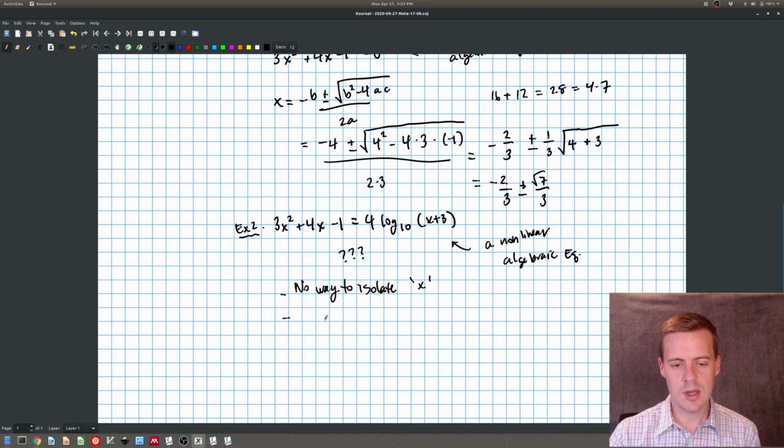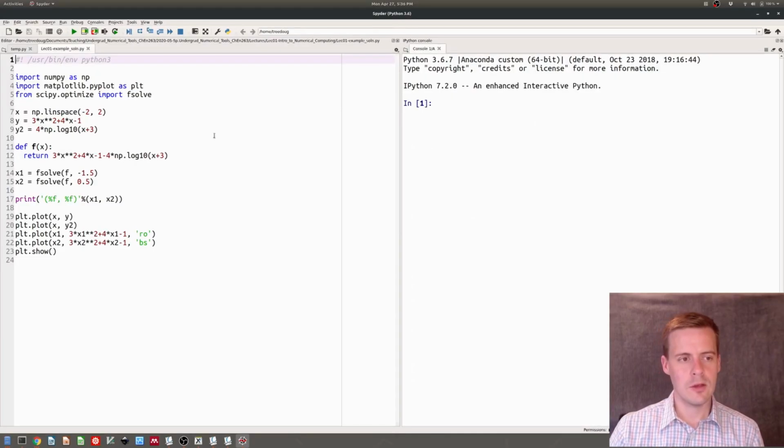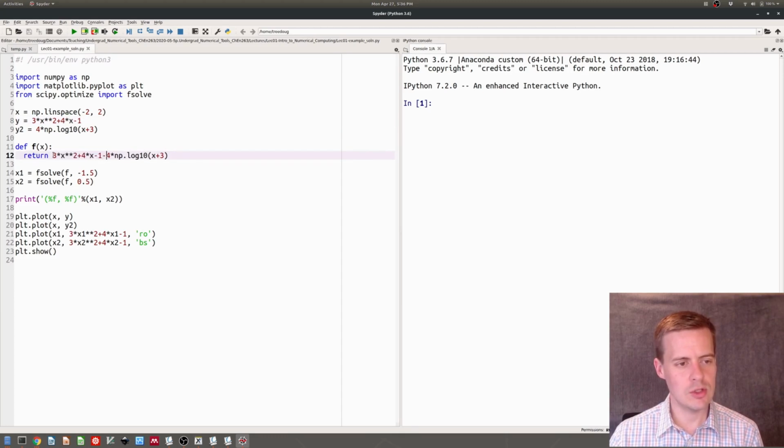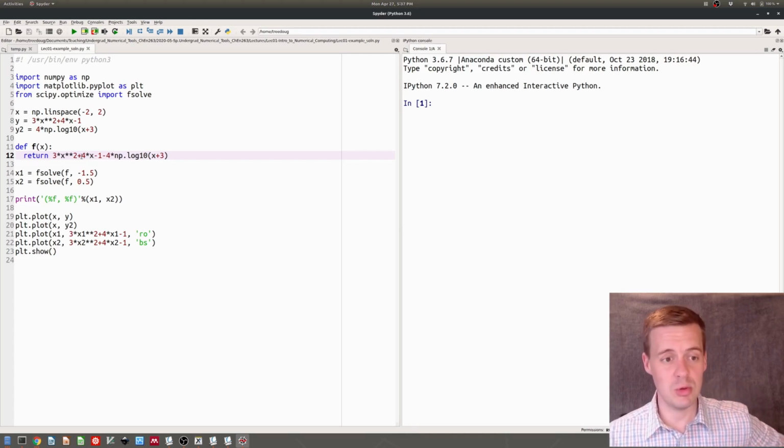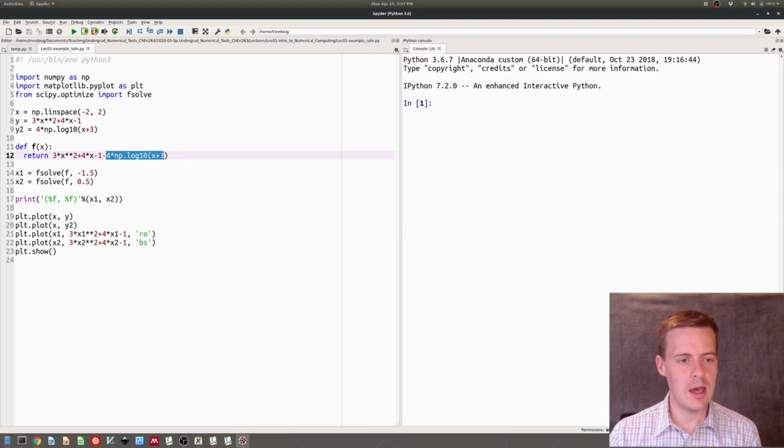Sometimes these types of equations are called implicit. Because that's kind of what it means to be implicit, that I can't isolate the x. All right? So we're going to learn about how to solve these kinds of equations. And I actually have an example of this code. So here is this example that I'm going to show you. I have a function that looks similar to what I just showed you, 3 times x squared plus 4x minus 1. Don't worry if this code means nothing to you. It'll mean something to you in a couple of days, okay? This is my 4 times log base 10 x plus 3.